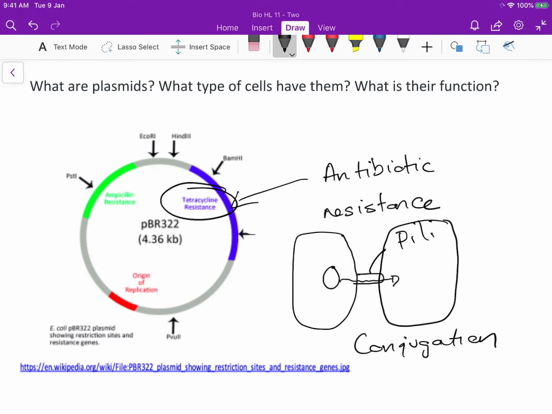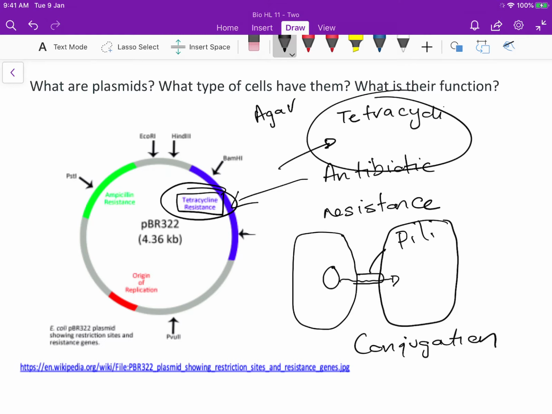So these plasmids can be used in biotechnology. If we want to check that a cell has got the plasmid that we want, we can put in antibiotic resistance, and then when you grow it on an agar plate, if I put tetracycline on this plate, the only bacteria which will grow will be the ones which have this gene. So it can be a way of selecting.